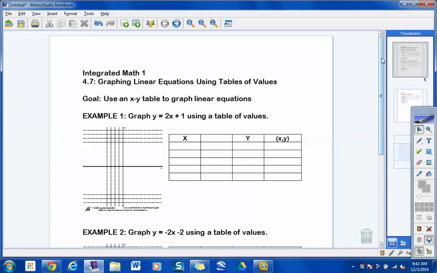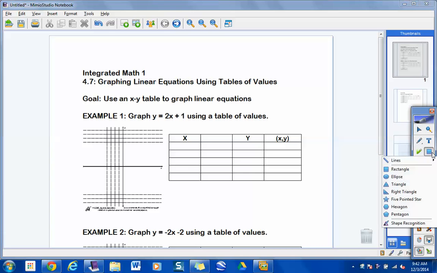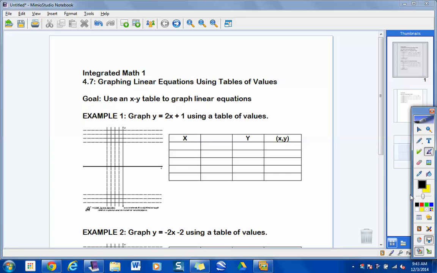Okay? So I'm going to jump into this. Today our goal is to use an XY table to graph linear equations. And we want to start looking at what these functions look like in the coordinate plane, because to be honest with you, we're going to be using this a lot as we progress through the year. So that being said, I'm looking at example 1. Guys, in example 1, what's it telling us to do? Somebody want to volunteer to read that for me? Y equals 2x plus 1. Okay. Graph the equation y equals 2x plus 1 using a table of values.